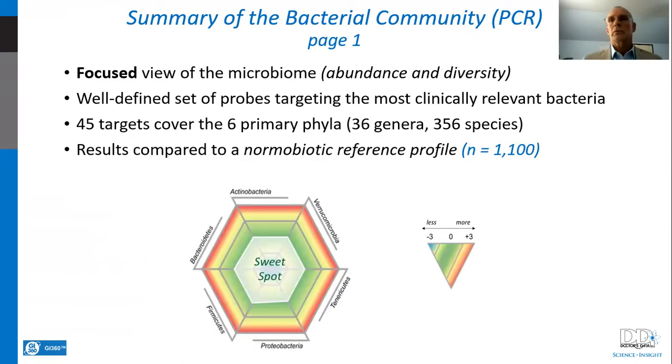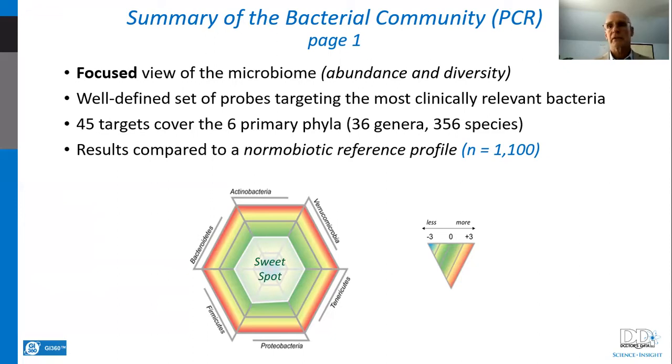Now, let's go to page 1 of the report. Let's start our walk through the report. We start out with a very focused view of the microbiome abundance and diversity. And we use a very well-defined set of probes targeting the most clinically relevant bacteria. So we use 45 targets covering the 6 primary phyla. That's inclusive of 36 genera and 356 species. The results are compared in an unprecedented manner to a reference population of 1,100 observations.